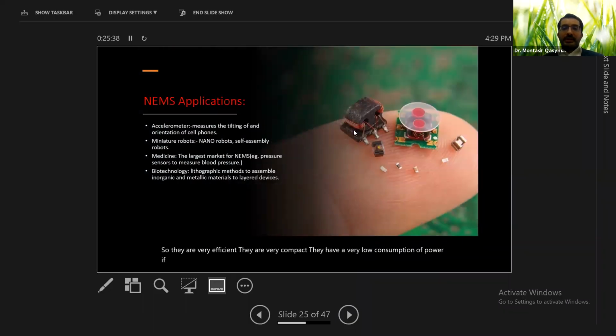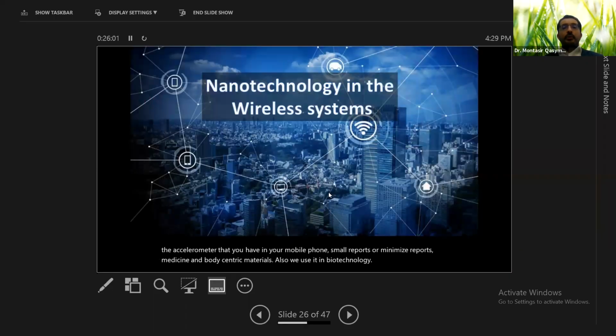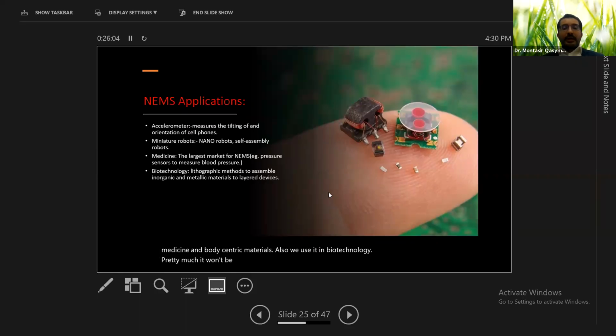If you look at this, it is an example of NEMS, or nano electromechanical systems. Typical devices that are based on NEMS technology include the accelerometer that you have in your mobile phone, small or miniaturized robots, medicine and body-centric materials. Also, we use it in biotechnology. It pretty much won't be possible without nanotechnology and without the nanomaterials that enable having a microprocessor that small that can be implemented inside your body.